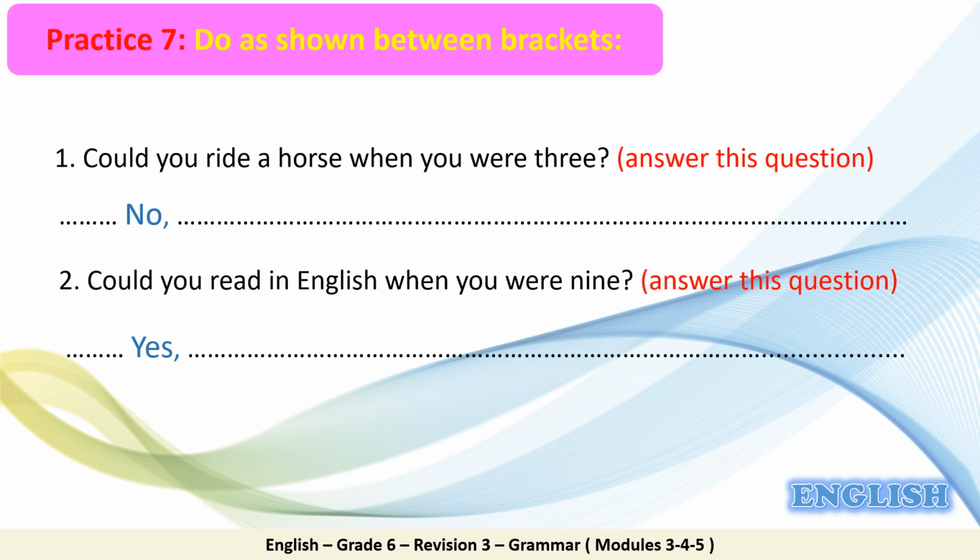In the second practice, we have 2 sentences and we are going to do as shown between brackets. Sentence 1. Could you ride a horse when you were 3? Answer this question. And of course here we have to use the short answers. So the answer starts with no. Excellent. No, I couldn't.